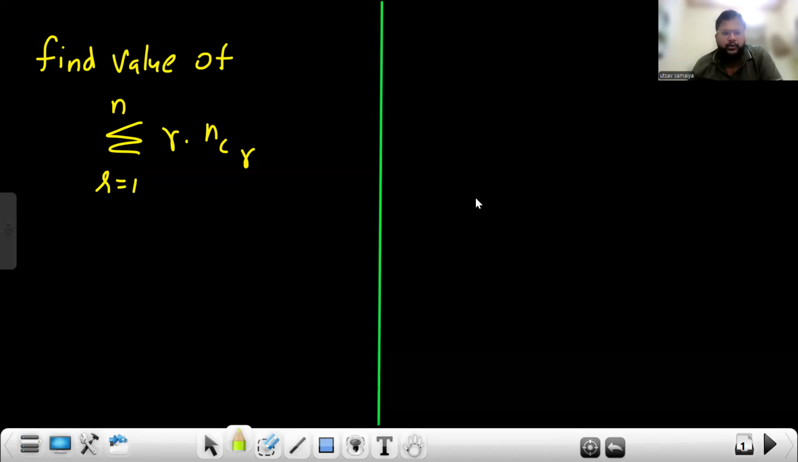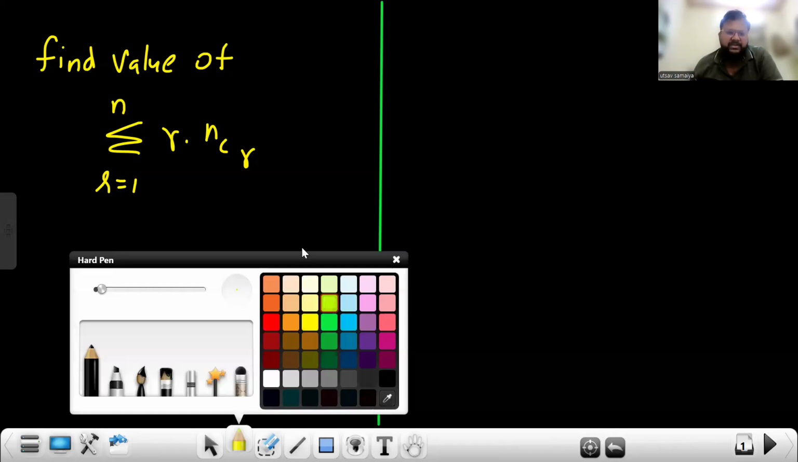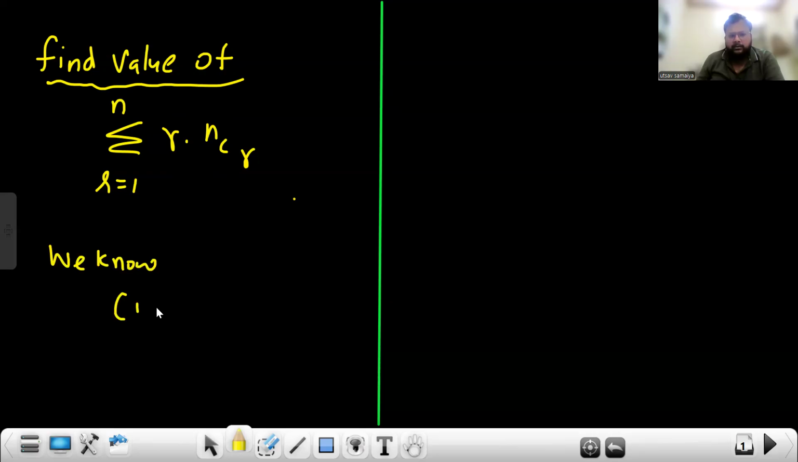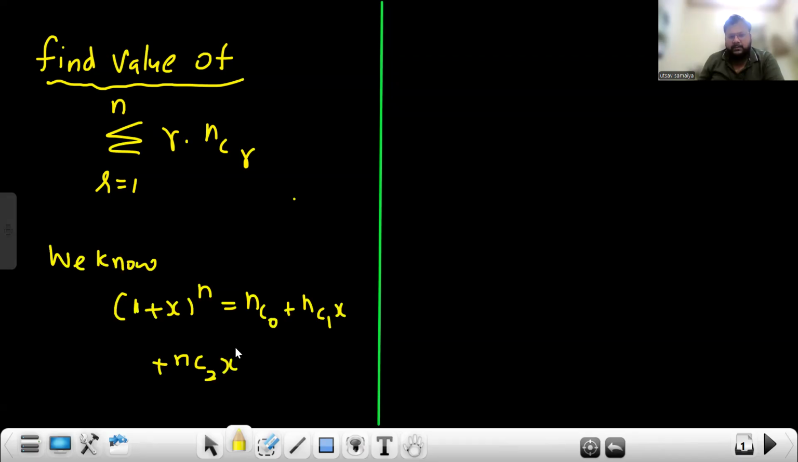So today we are going to solve this question which is based on series expansion and based on binomial. They are asking us to find the value of summation r is equal to 1 to n r into nCr. So what we will do, we know (1 plus x) power n is nothing but nC0 plus nC1 x plus nC2 x square plus nC3 x cube, like that it is going on.